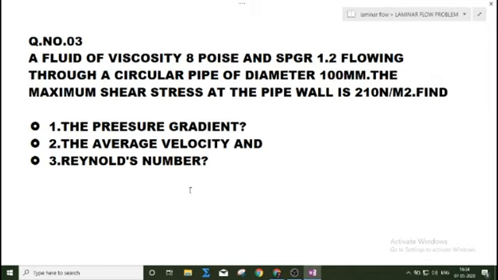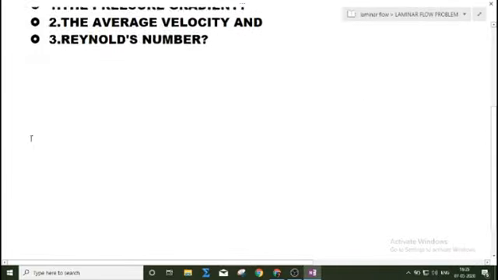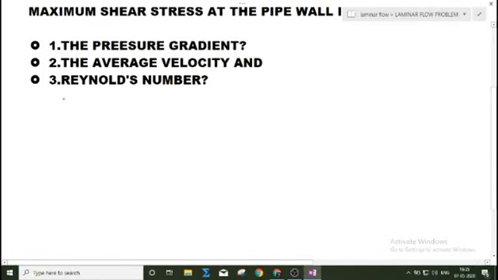Okay, so now you read this problem. A fluid of viscosity 8 poise, specific gravity 1.2, is flowing through a circular pipe, and the diameter is given to you. It is asking to find out the pressure gradient. Okay, so what are the given data?